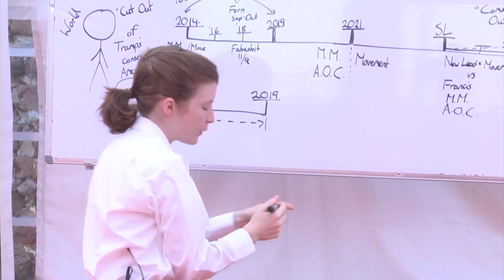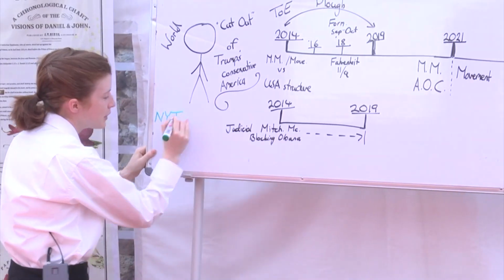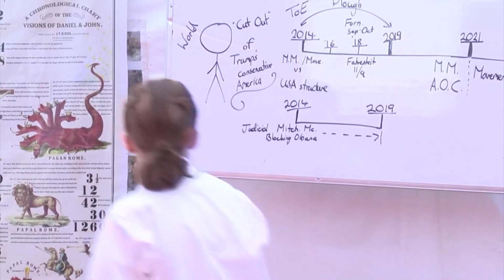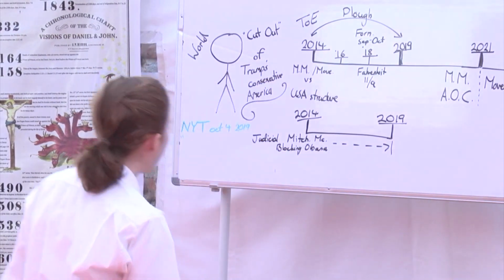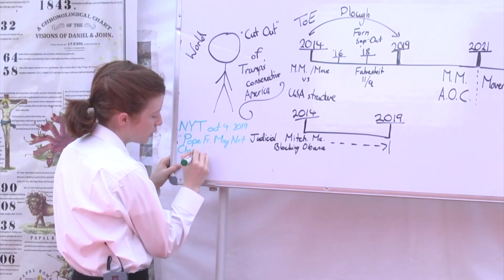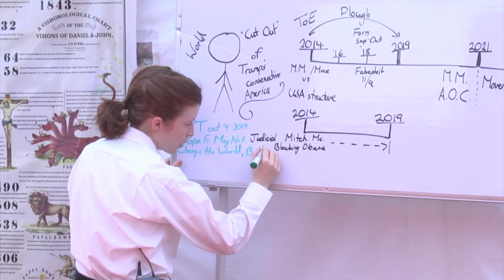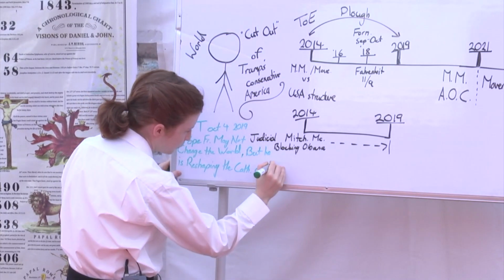I want to read from a newspaper article. This is the New York Times. It's written October 4, 2019. And it says, Pope Francis may not change the world, but he is reshaping the Catholic Church.